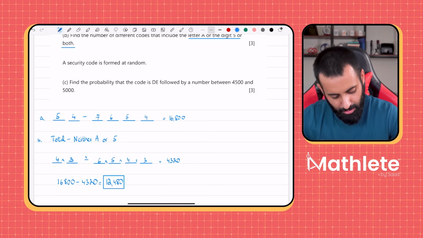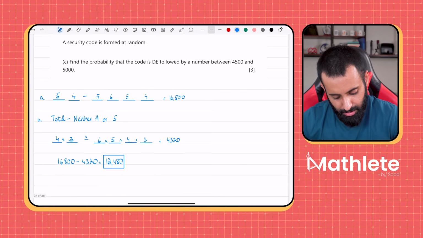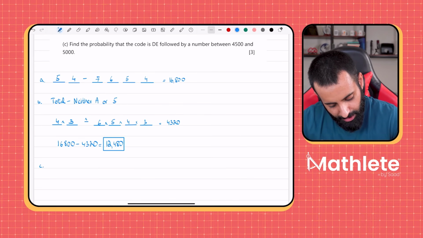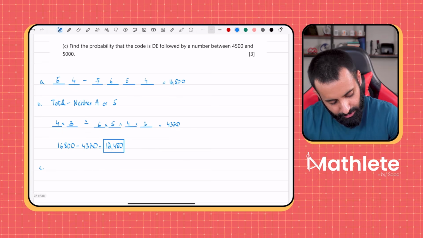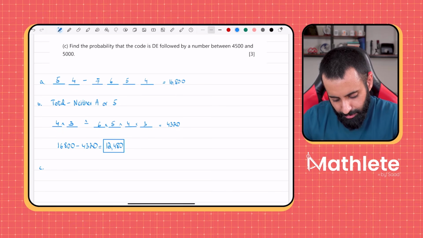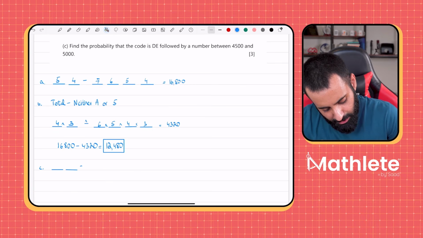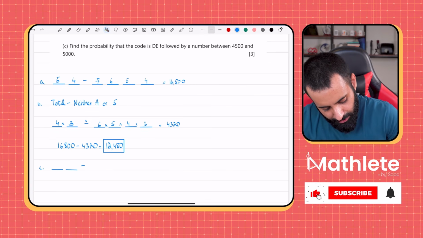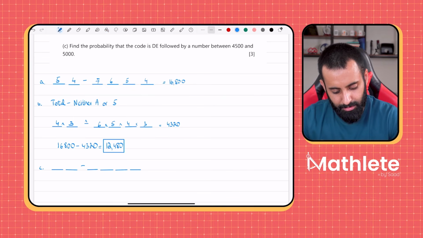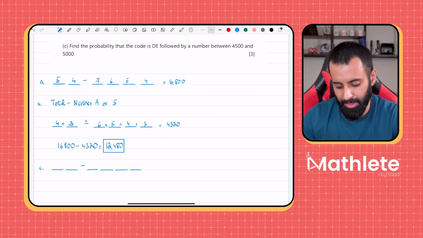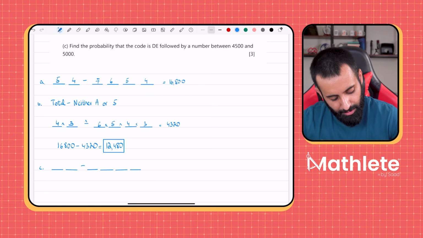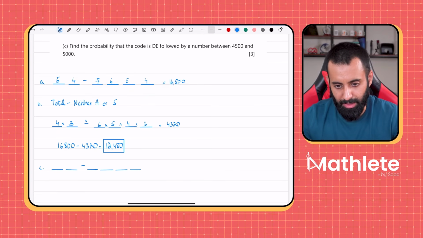Okay, so I hope it's clear now. Now let's do part C. Find the probability that the code is DE followed by a number between 4,500 and 5,000. So instead of immediately worrying about the probability, first let's find out the number of codes that we can have that start with DE and followed by a number between 4,500 and 5,000. Okay, and then we can always divide that by total.